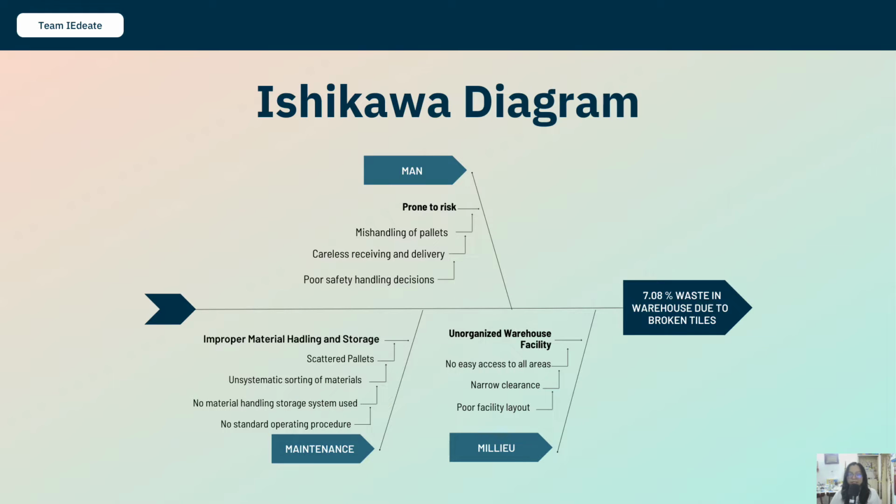the poor facility layout. Now, each of these factors which have been identified has led to the company's main problem, which corresponds to a 7.08% waste in the warehouse due to broken tiles.